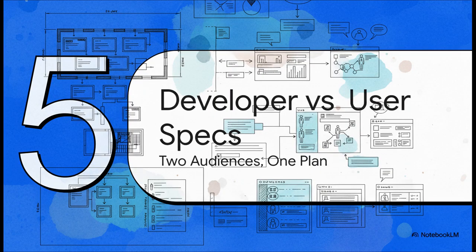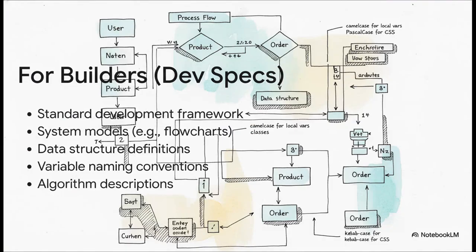Okay, this brings us to a really critical point. That final design document, our blueprint, isn't actually written for just one person. It has to speak clearly to 2 very different groups. The technical team who's going to build the thing, and the end users who are going to live inside it. So let's look at the specs for the builders first.